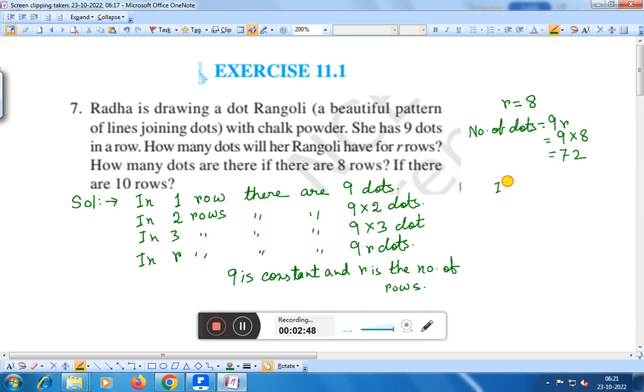If there are 10 rows, if R is equal to 10, then the number of dots is equal to again 9R. R is the number of rows, therefore 9 into 10, that is 90 dots, right? The previous one is 72 dots and this one is 90 dots, right? This is the solution of question number 7.